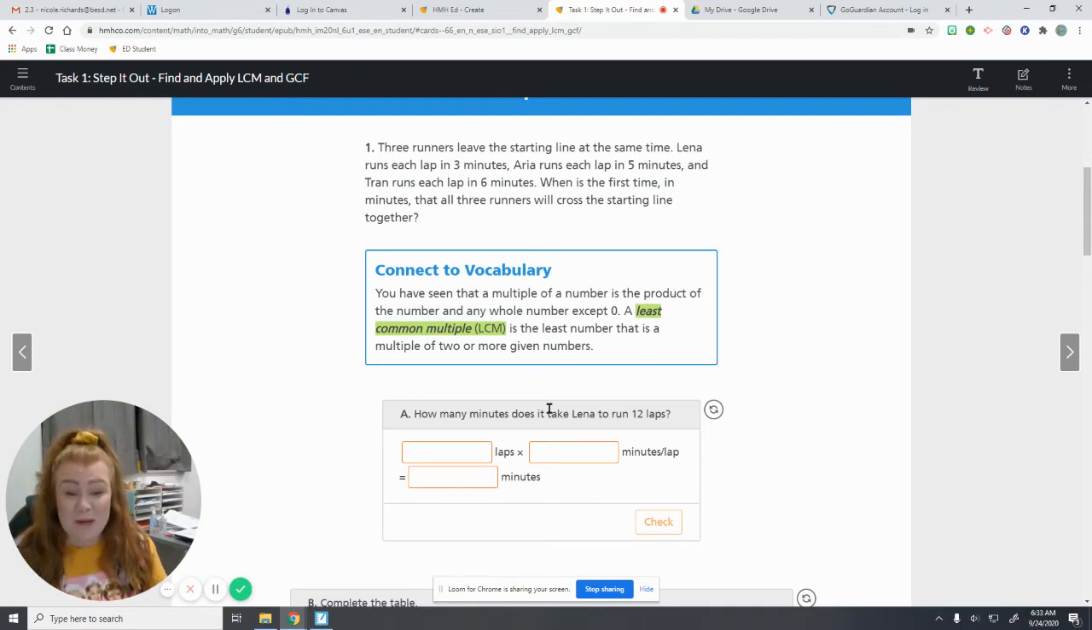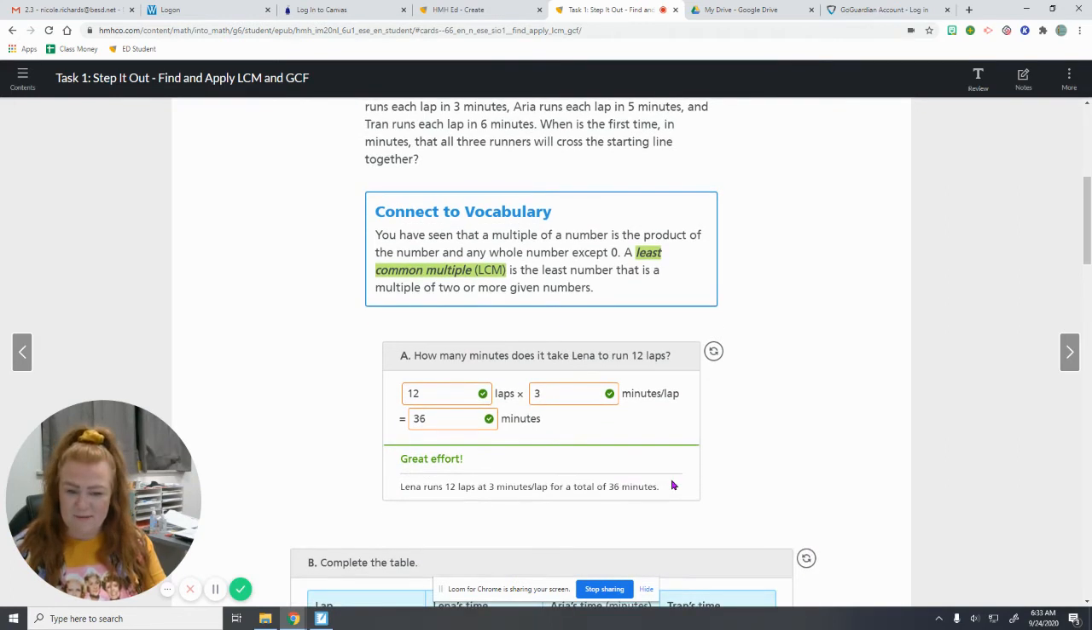Okay, so we need to know how many minutes it takes Lena to run 1 lap. So if I look up here, Lena runs each lap in 3 minutes. So I want to know, that's for 1 lap. We want to know 12 laps, and every lap is 3 minutes per lap. So 12 times 3 is 36. Then you should have it right.